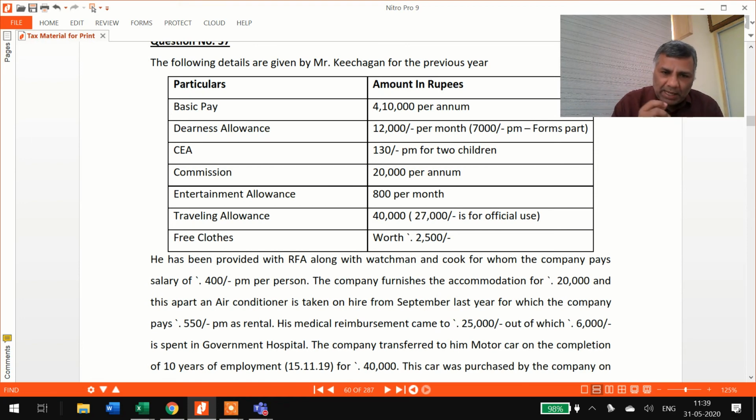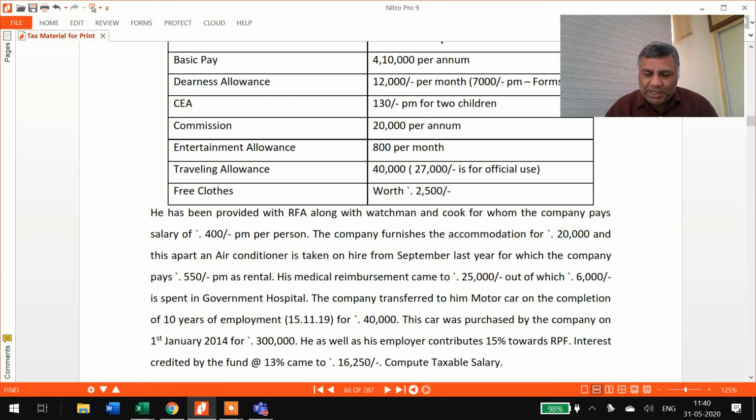20,000, and apart from this, they have taken an air conditioner on hire from September for which the company pays 550 as rental. Medical reimbursement 25,000, out of which 6,000 is spent in a government hospital. The company transferred to him a motor car on completion of 10 years of employment for rupees 40,000. The car was purchased for 3 lakhs. He as well as his employer contribute 15% to RPF, interest credited 16,50. Compute taxable salary. Read through.